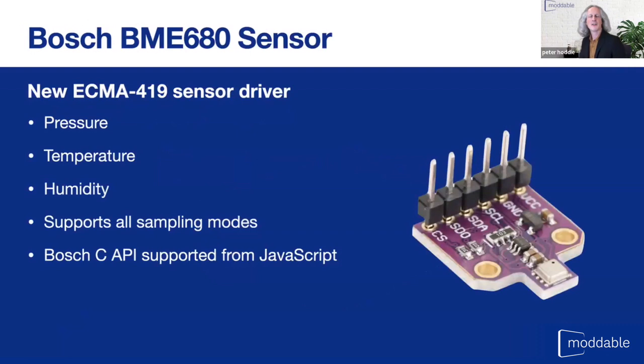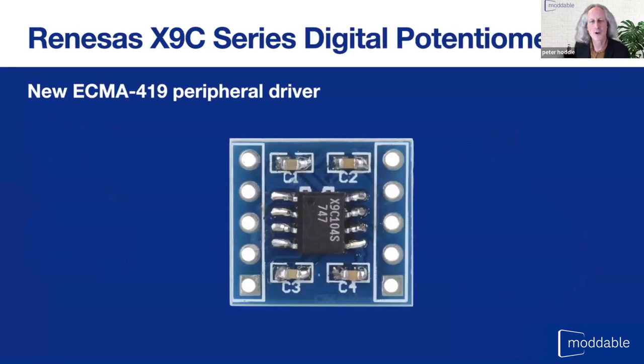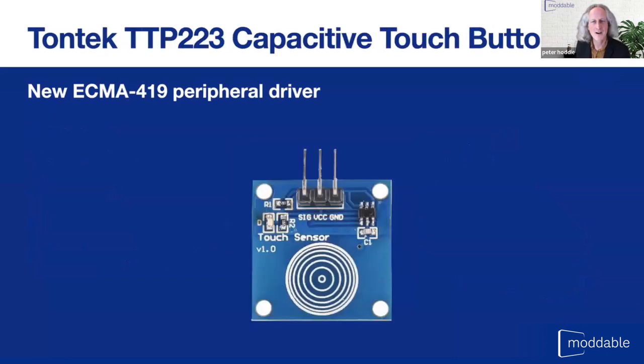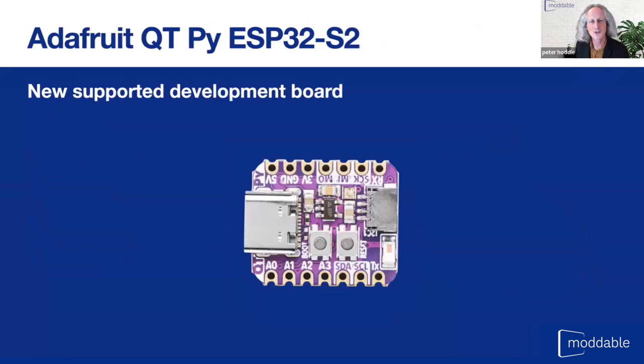We've added support for this Bosch BME680 sensor that's really popular and really complicated to support. And so if you are interested in the 680, take a look. There's examples there. It's a really powerful sensor, but a project to make work right. We support digital potentiometers now, capacitive touch buttons.